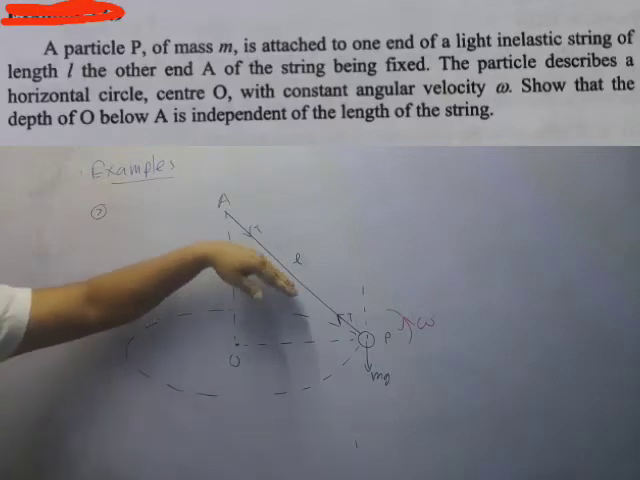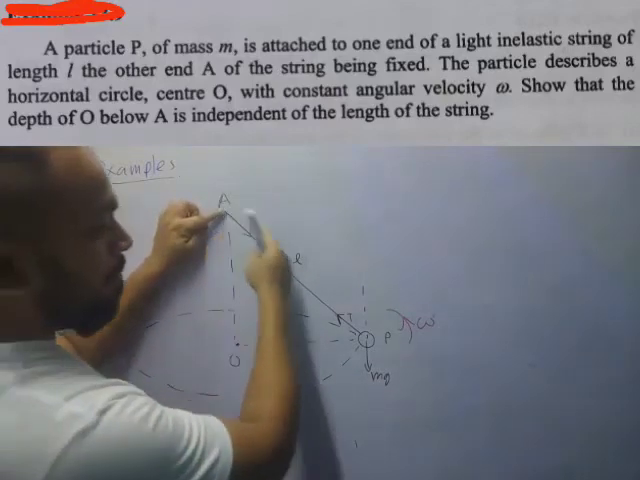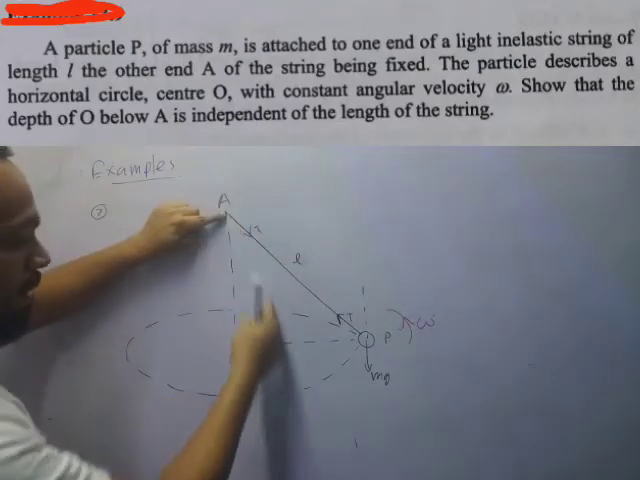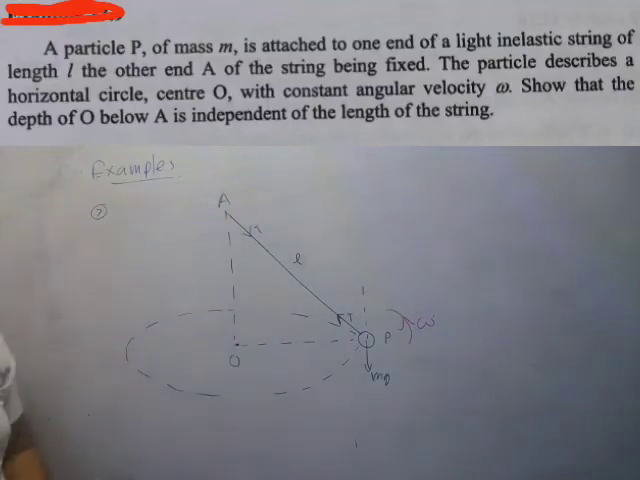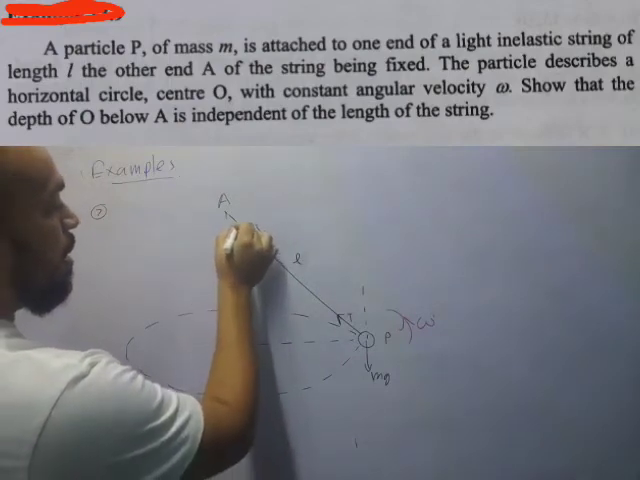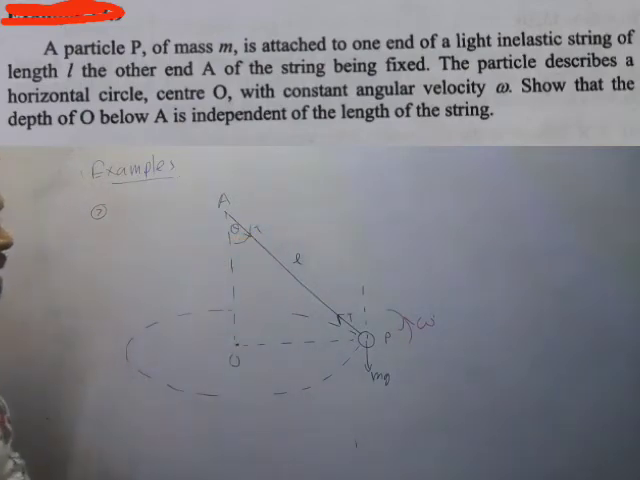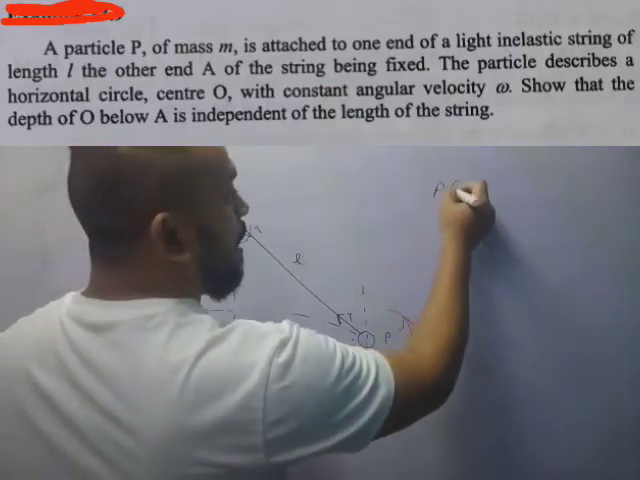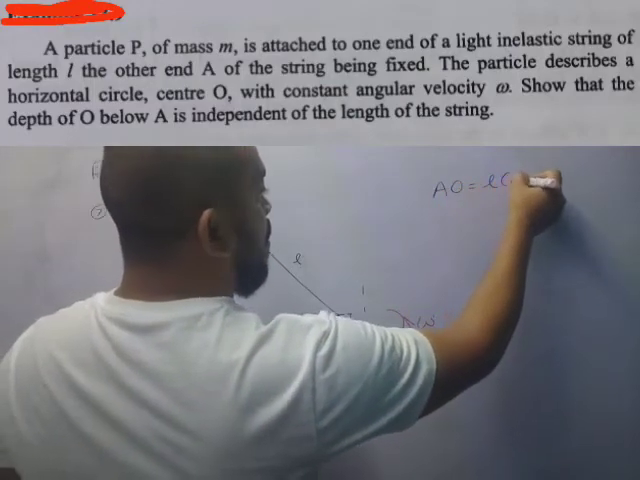As L increases the particle goes like this, and as L shortens it goes like this. Which means you have to mark an angle. You have to mark some angle, right? This is a general question. So AO is L cos theta.